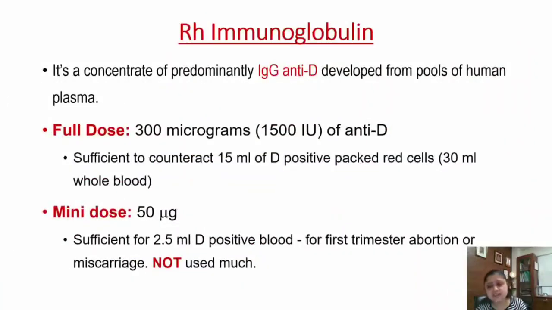So now let us see what Rh immunoglobulin is. It is a concentrate of predominantly IgG anti-D, which is developed from pools of human plasma. It is available in two doses: 300 micrograms, which is equivalent to 1500 international units, and this is sufficient to counteract 15 ml of D positive packed red cells, or 30 ml of whole blood. The other dose which is available, the mini dose, is 50 micrograms. This is sufficient for 2.5 ml of D positive blood. However, it is not used much.